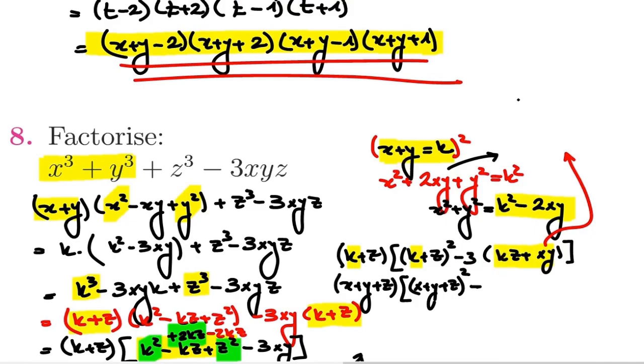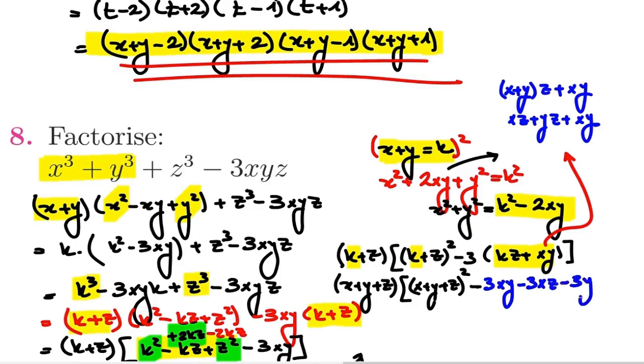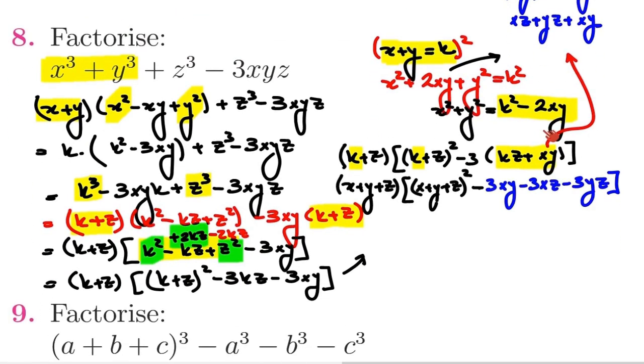K, as we said, was x plus y. X plus y times z plus xy. What is this? xz plus yz plus xy. In other words, the pairwise products. If there's a minus 3 in front, then it's minus 3xy minus 3xz minus 3yz. Now there's one last thing left.